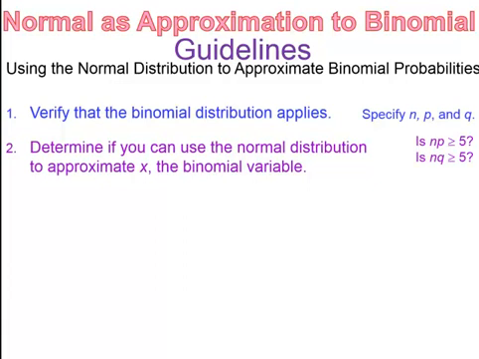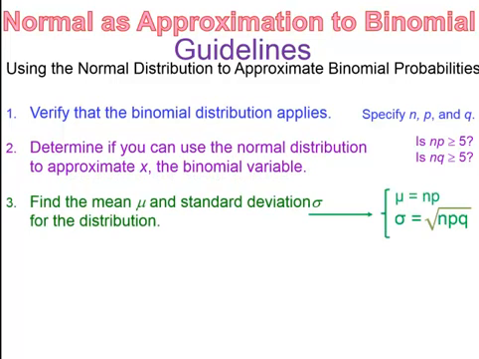Determine if you can use the normal distribution to approximate the random variable with a binomial variable. Well, in order to do that, you're going to take your n, your sample size, and multiply it by the percentage of success. And if it's greater than or equal to 5, and the n times the percentage of failure is greater than or equal to 5, then you can use the normal distribution. If it does not meet this condition, you will not be able to use this to find the probability.